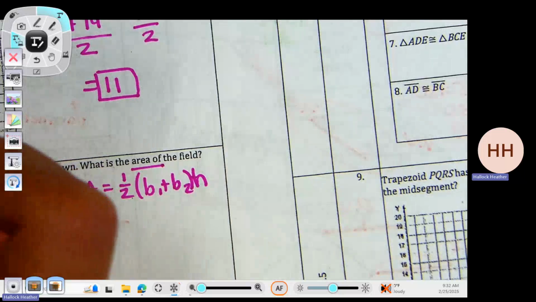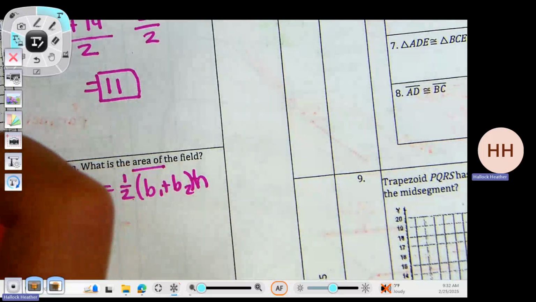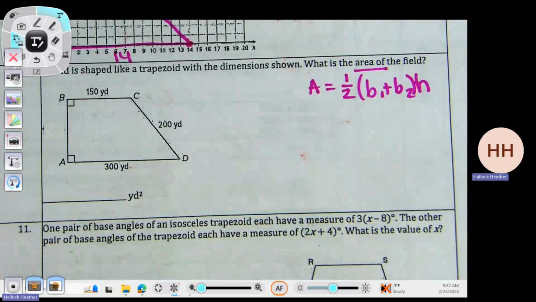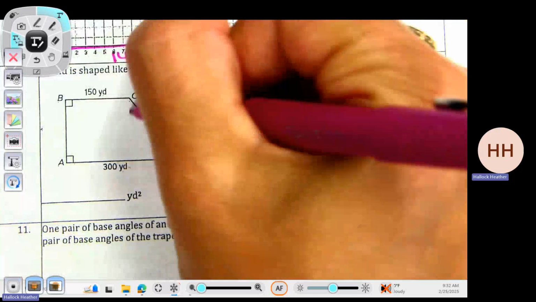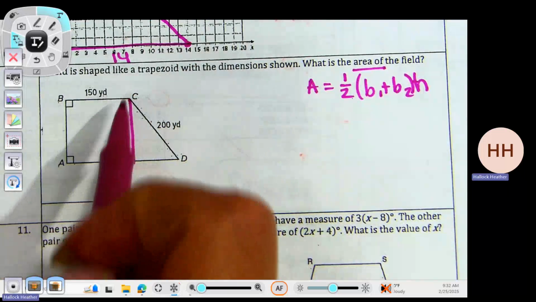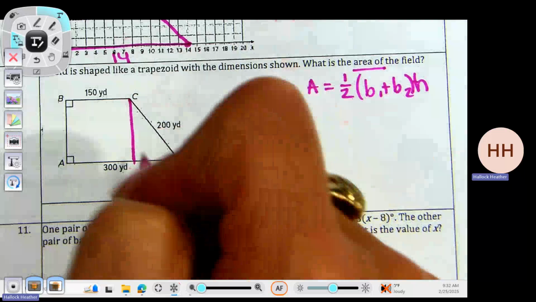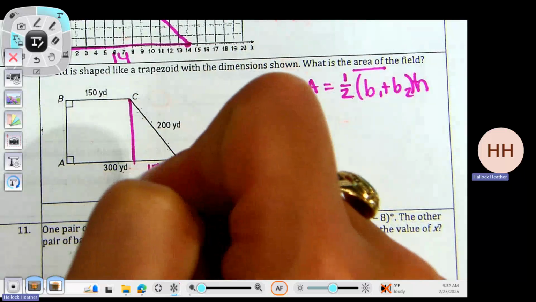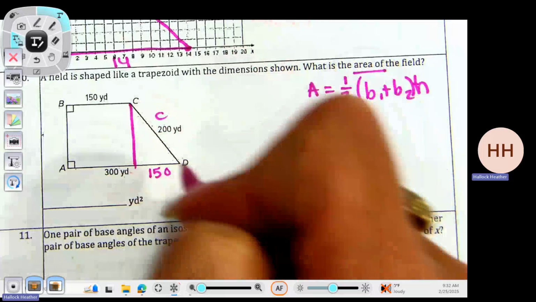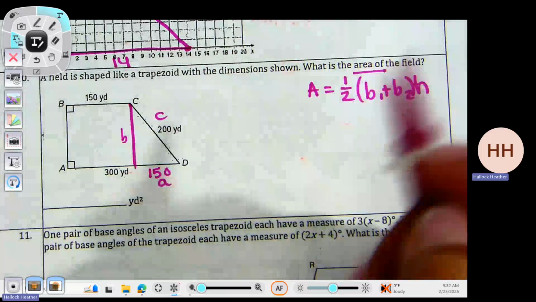That formula will be given to you tomorrow. You don't have to remember it. So I have to use the Pythagorean theorem to find my height. So I'm going to draw in a line. If I know the top is 150 and the bottom is 300, this piece would need to be 150. So I need to find my height using the Pythagorean theorem. So this is C, this can be A. I'm trying to find B, which represents the height of the shape.